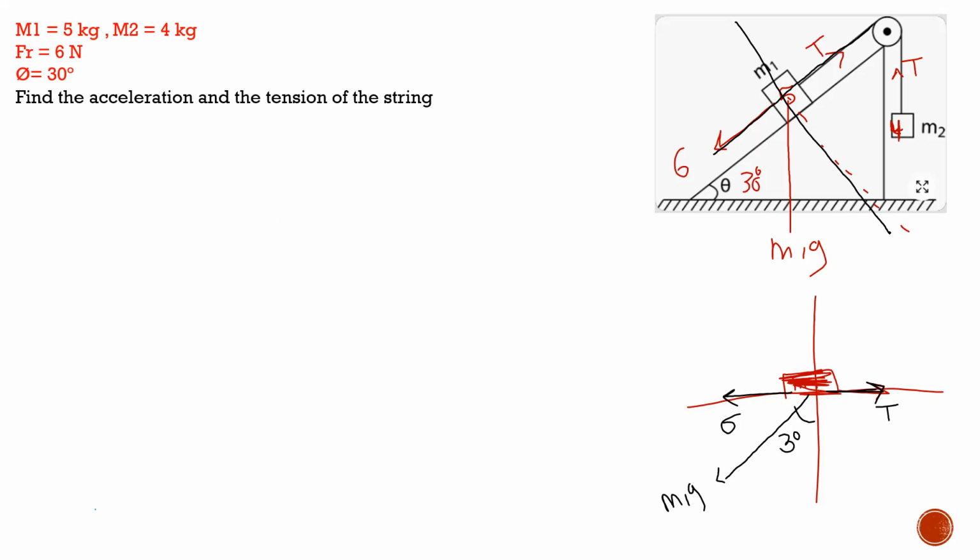So I need now to resolve it here. I will say M1G sine 30. Here is 30, not here, sorry. It has to be here, on the x-axis. So M1G sine 30, and here we have M1G cosine 30.